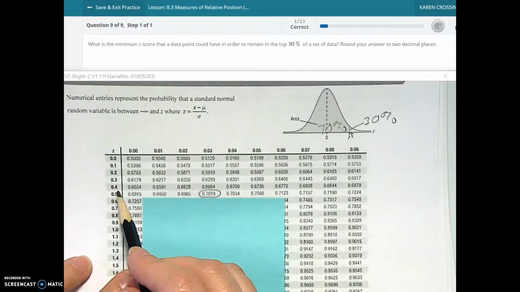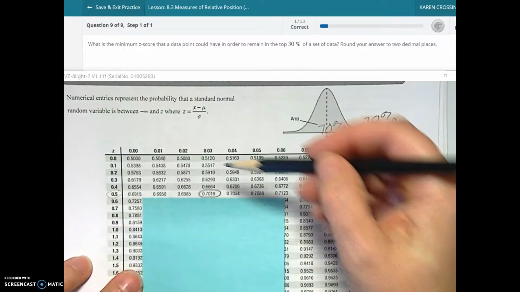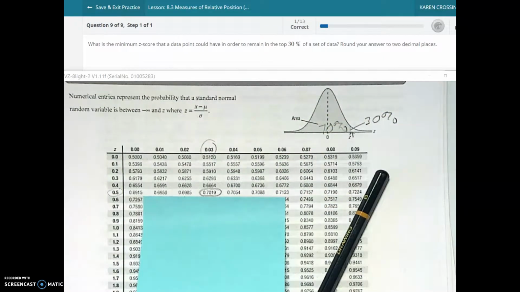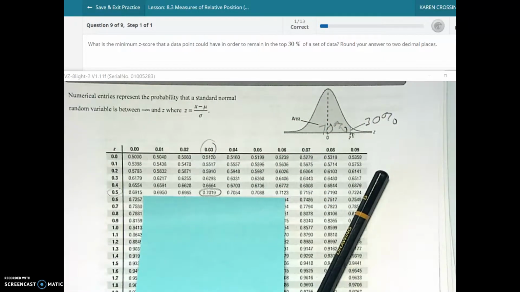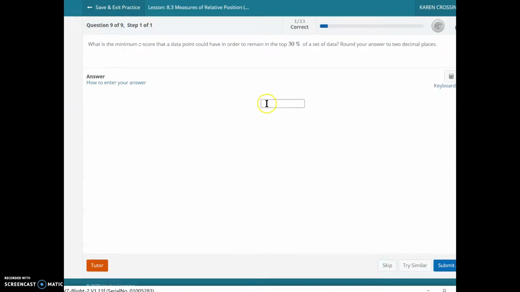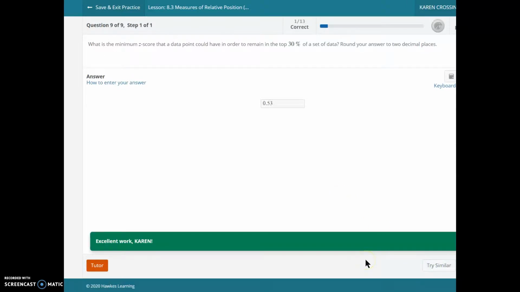I just wanted to show you that it is the same. Here we've got our 0.5. We go up, and it's 0.53 that we would get for this one as well. But this time it's positive. So let's go ahead and type that in. And hopefully this will help you all see how to use that chart. So this time it's positive 0.53. It says yay. Hopefully you're saying yay.